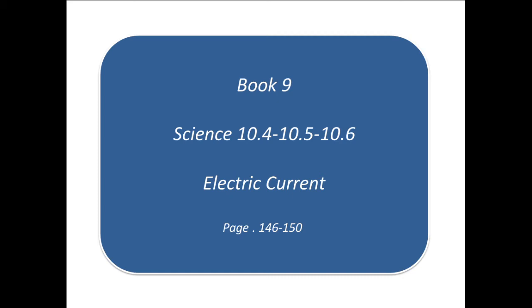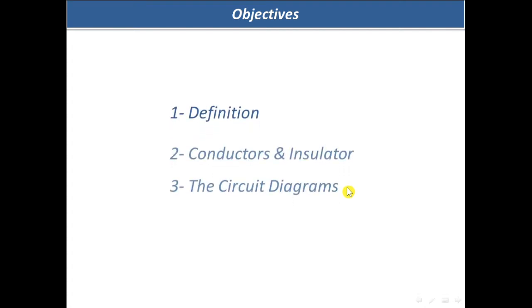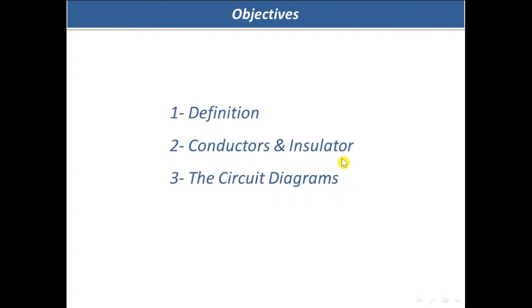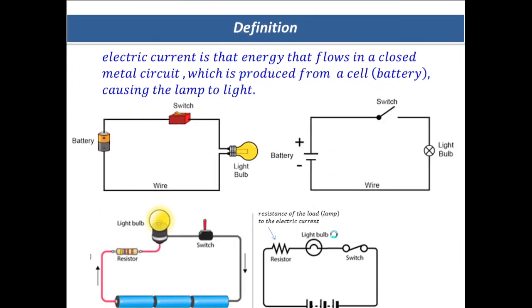Hello dear students, this is Science, Unit 10.4, 10.5, 10.6, Electric Current. You can find this information on pages 146 to 150. As usual: objectives, definition, then what are conductors and insulators, and what is the circuit diagram. And then we go to the electric cell and the current.